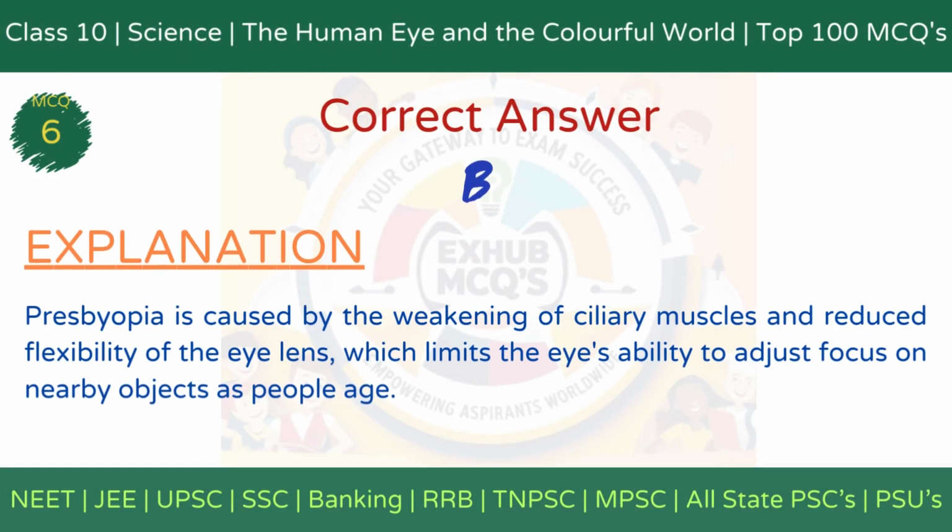The correct answer is option B, weakening of eye muscles. Explanation. Presbyopia arises due to the weakening of ciliary muscles and reduced flexibility of the lens. This condition makes it difficult for the eye to focus on nearby objects.